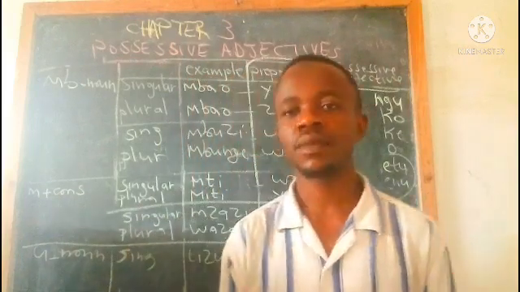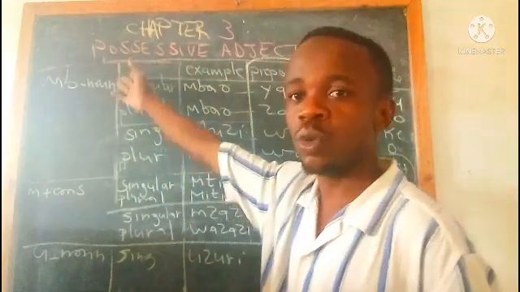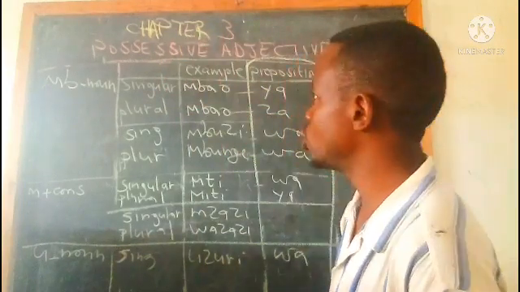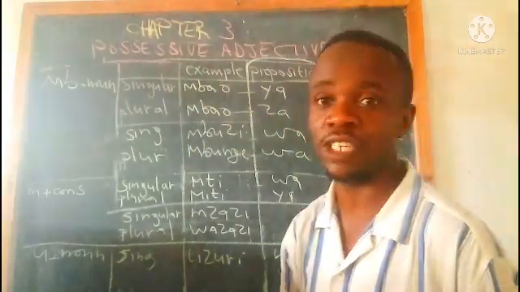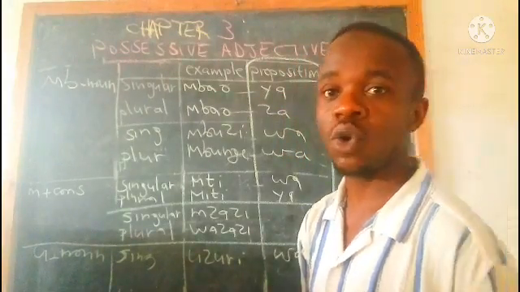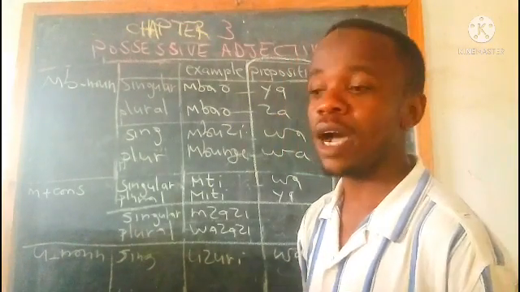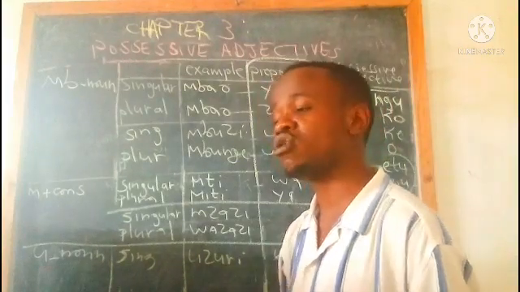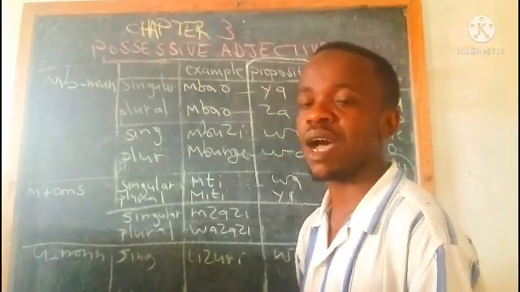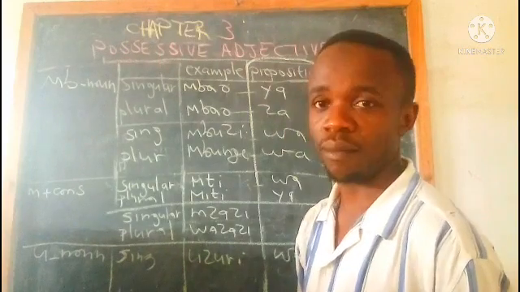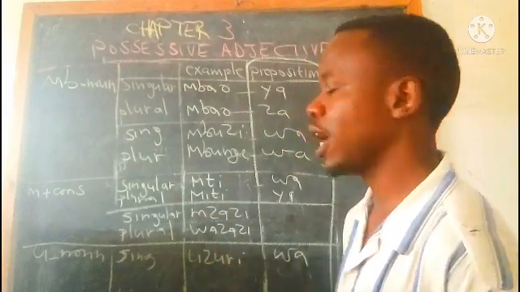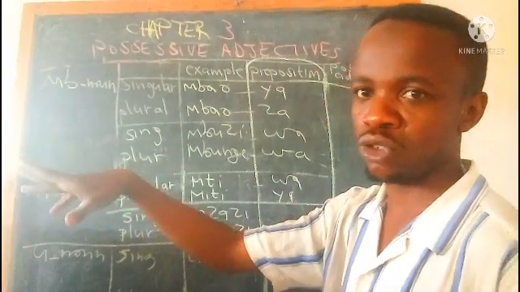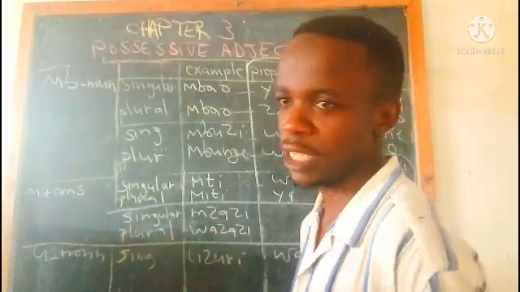Ladies and gentlemen, we just resume with our chapter 3. We are studying what is called possessive adjective. In the last video we have seen the KI noun and the CCH noun in singular and plural. We have seen how the prefix ma is put in as the preposition, how the preposition changes, and how the preposition is connected to the possessive adjective.